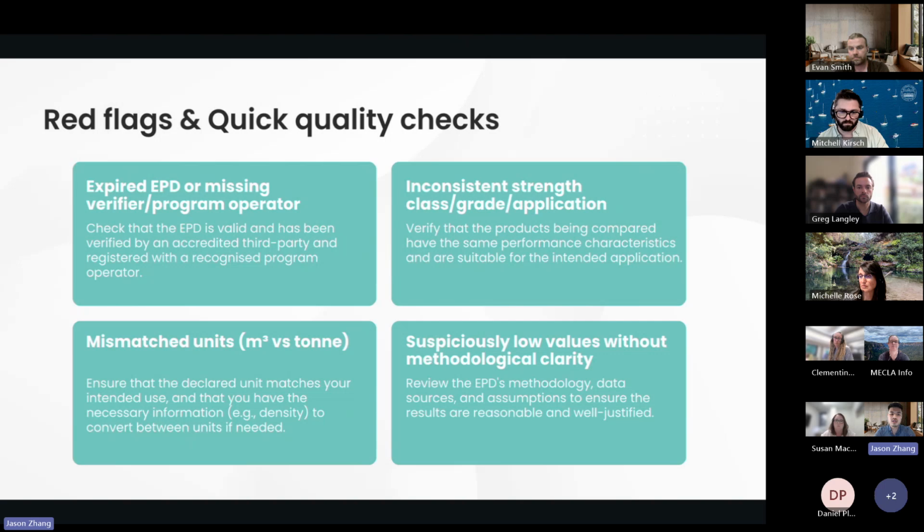And the third one is the unit, like we discussed before. We need to ensure the unit matches your use. And then there could be some EPDs with incorrect figures. That happens quite a bit. If you see any crazy low figures without substantiation of how they actually got this low emission, you need to put a big question mark over there.